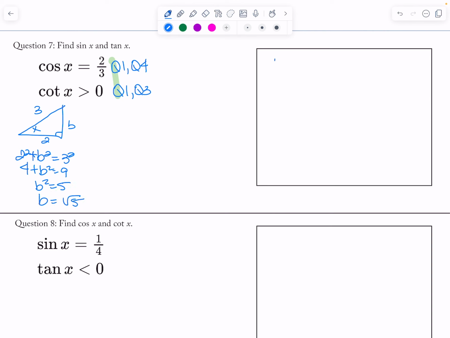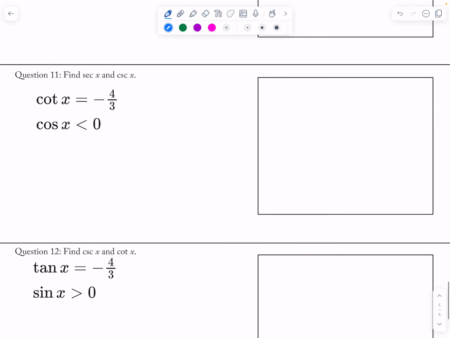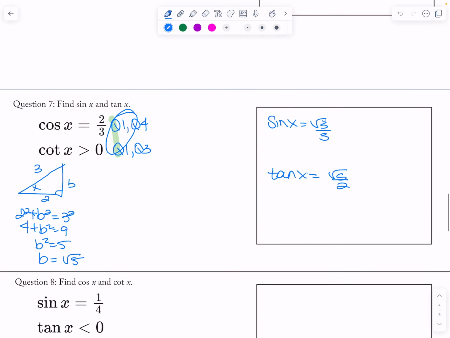Now I'm looking for sine of x and tangent of x. Sine of x would be root 5 over 3, and tangent of x would be root 5 over 2. And because I'm in quadrant 1, everybody is positive. Okay, how many do we have? Oh, not too many. I only got 12. Okay, so we did 7.